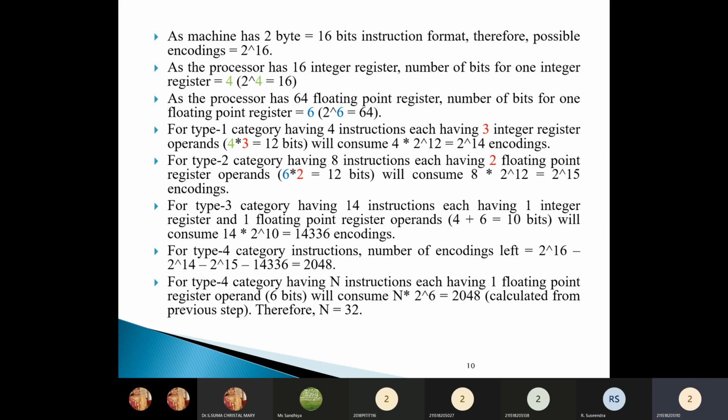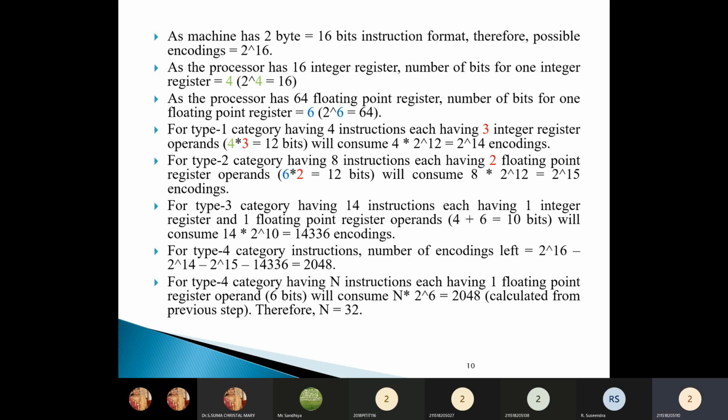So the answer is 32. Do you understand how to solve the problems on instruction format types of question? Do you have any doubts? Anyone have any doubt? Hope you understand clearly, and let's move on to the next slide as you have no doubts.